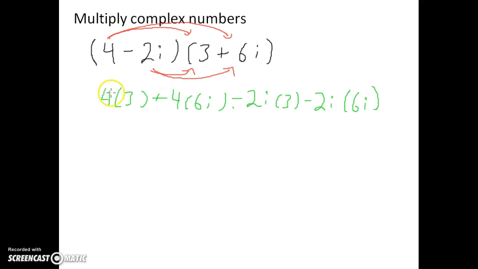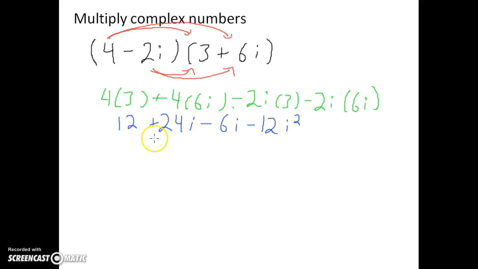So now we can multiply. 4 times 3 is 12. 4 times 6i would give us 24i. Remember, we can multiply those numbers together. Negative 2i times 3 is negative 6i. And then negative 2i times 6i is negative 12i squared.